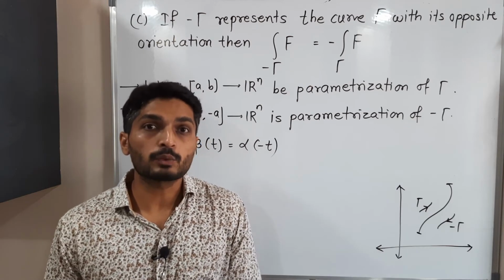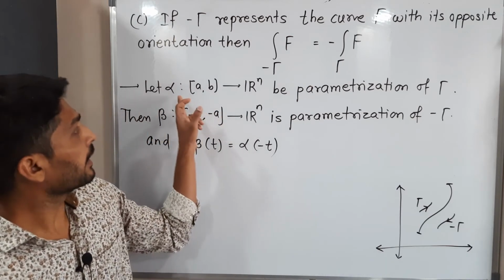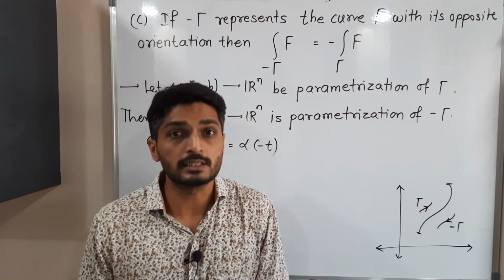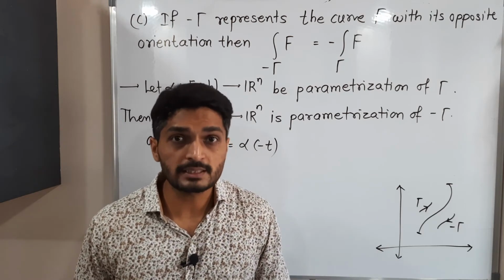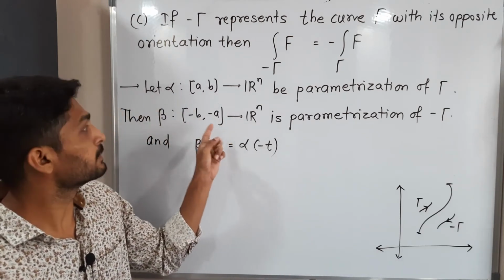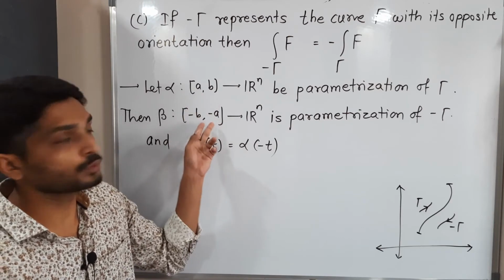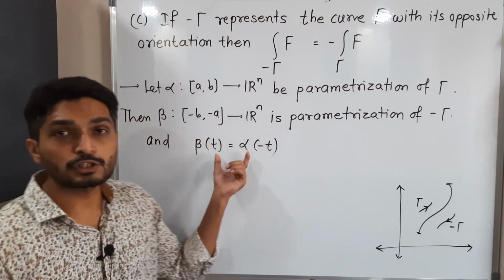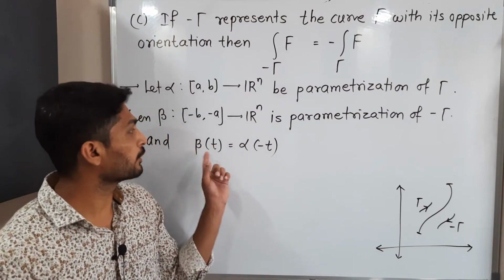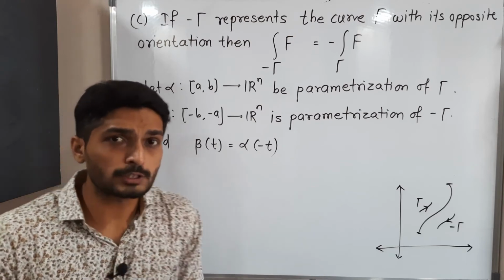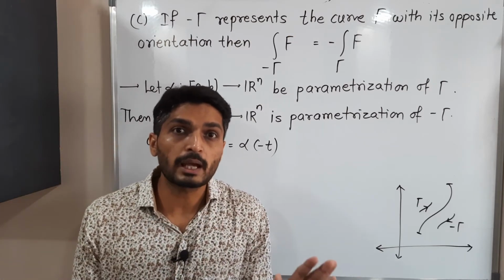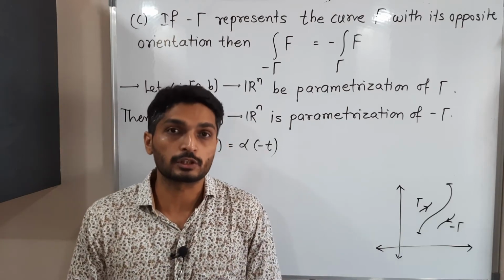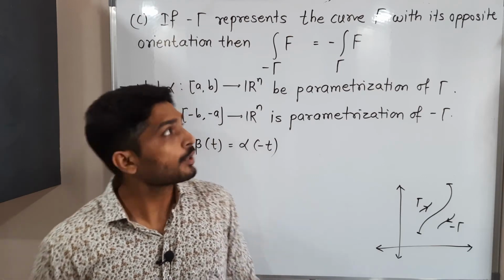For that purpose, I am going to consider alpha defined from the closed interval ab to Rn as a parameterization of gamma. Then obviously, what will be the parameterization of minus gamma? It will be beta from minus b comma minus a. You are getting the difference between these two. This will be the parameterization of minus gamma, and obviously this relation will hold between alpha and beta: beta of t is equal to alpha of minus t. It is possible because there is not much difference between gamma and minus gamma, just the orientation is different, exactly the opposite direction. So that's why we can write in this way. After that I am going to prove this one.